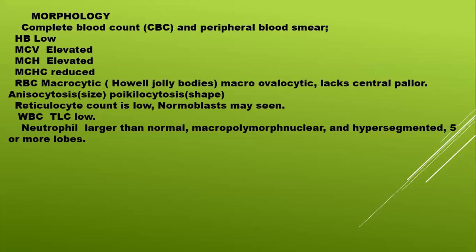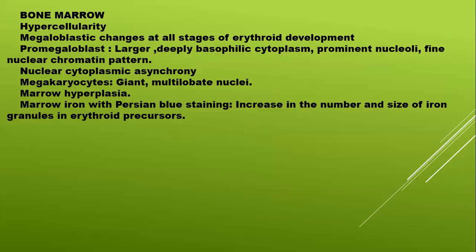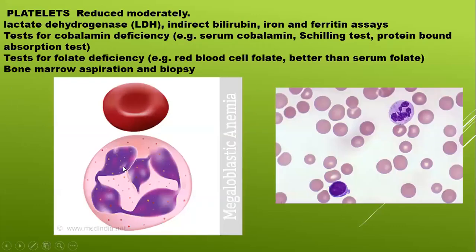Neutrophils are larger than normal, macropolymorphonuclear and hypersegmented, with 5 or more lobes. You can see the 5 lobes and compare the size of the RBC with the size of this neutrophil. Hypersegmented neutrophil. Platelets are reduced moderately.